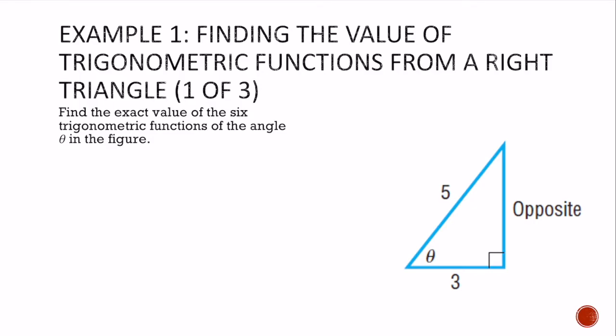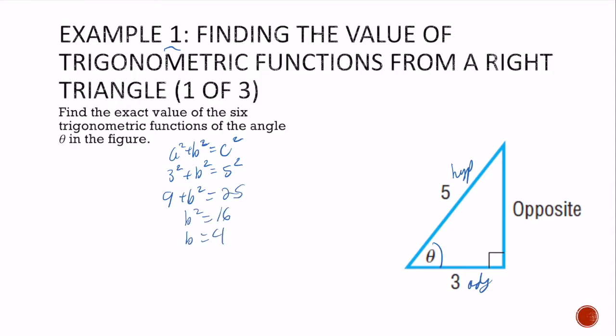For example 1, we're going to find the value of a trigonometric function from a right triangle. We want to find the exact 6 trigonometric functions of the angle theta in this picture. I'm given my adjacent side and my hypotenuse, but I need to find the opposite. For that, we're going to use the Pythagorean theorem. So I have a squared plus b squared equals c squared, where c is our hypotenuse. So 3 squared plus b squared equals 5 squared. 9 plus b squared is 25. B squared is 16, so b is 4. And this 3, 4, 5 triangle is one of our nice right triangles that shows up all the time.